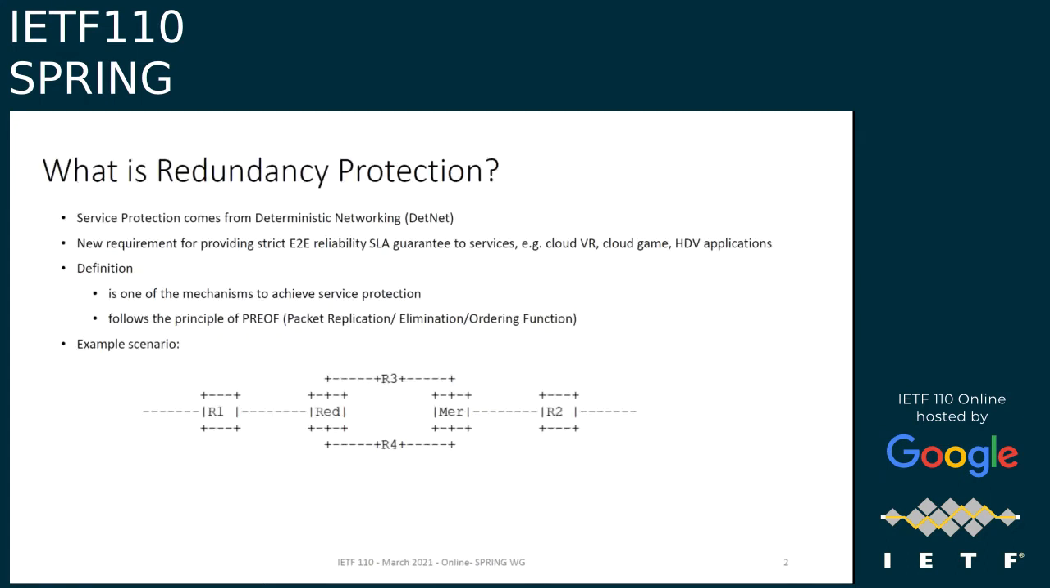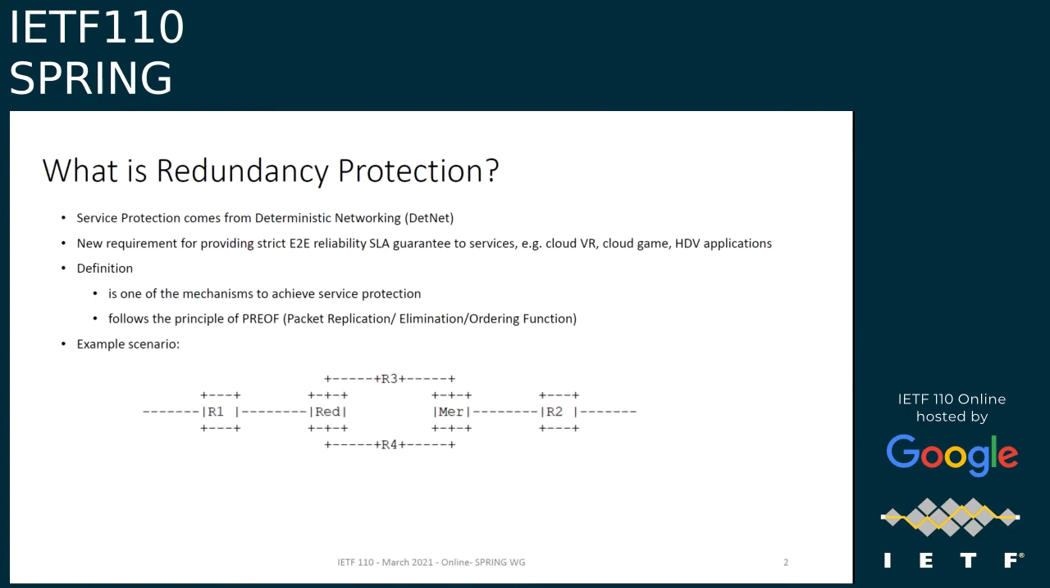Just a very brief introduction to redundancy protection. It is one of the mechanisms to achieve service protection, and it follows the pre-off principle. There is an example scenario where the flow comes to two nodes, one is the replication node and one is the merge node. When the flow is sent to the replication node, the node replicates the flow into two copies and sends the two copies along different paths respectively.